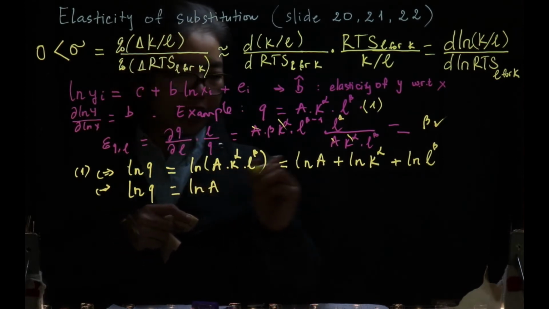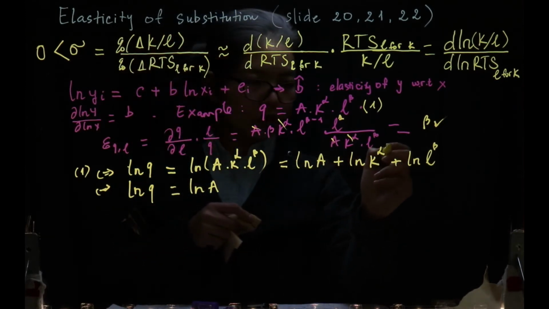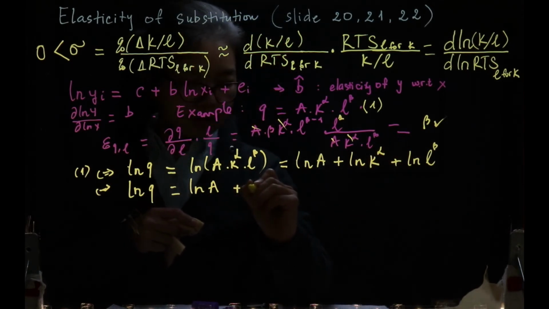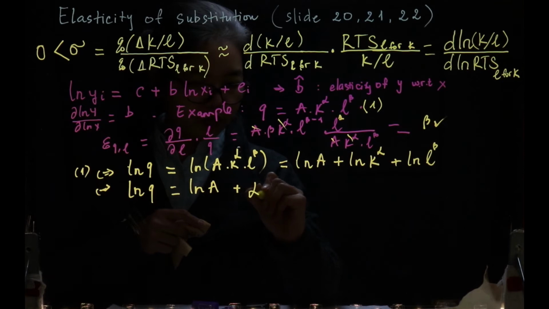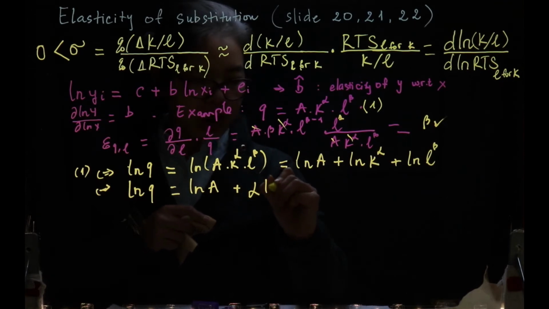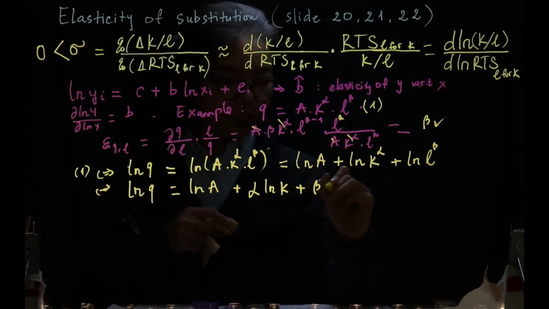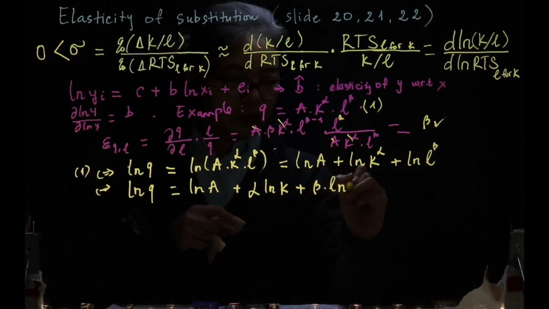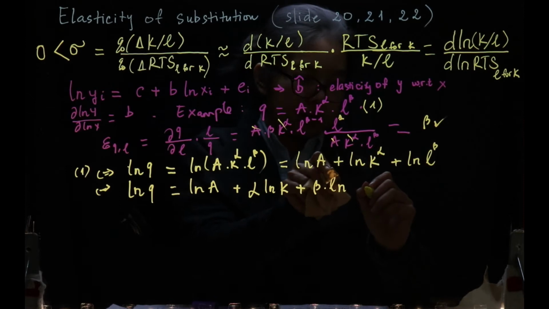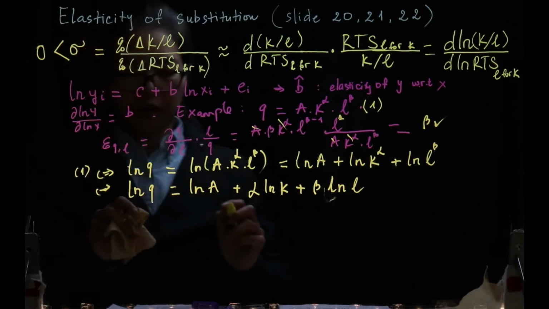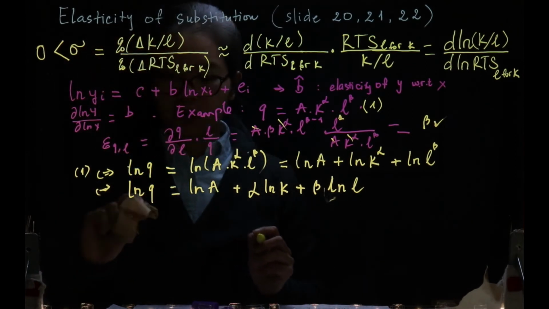ln A, rewrite. So ln K to the power of alpha, you can write it equivalent to alpha times ln K plus similarly beta times ln L, right? Okay, very good.